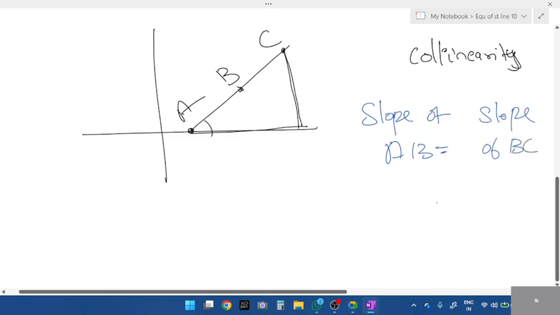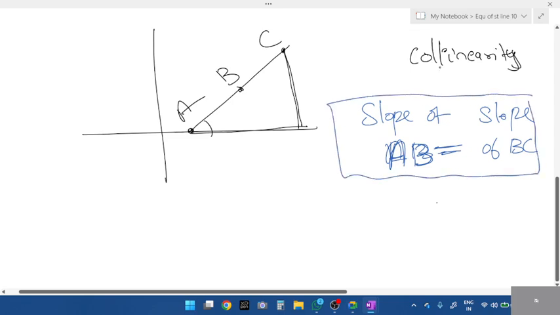So we need to find the slope of AB, that is equal to the slope of BC, students. They'll give you three coordinates, A, B, C. Find the slope of AB and find the slope of BC. Just make a note of this formula for collinear. Write: slope of AB is equal to slope of BC.